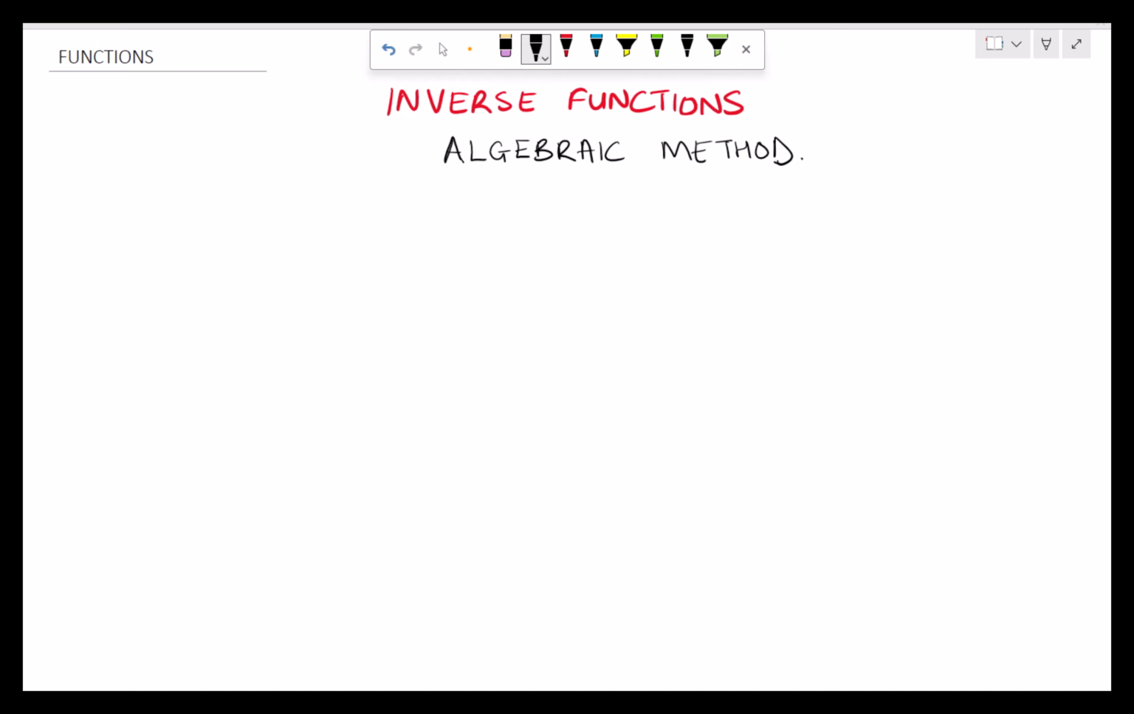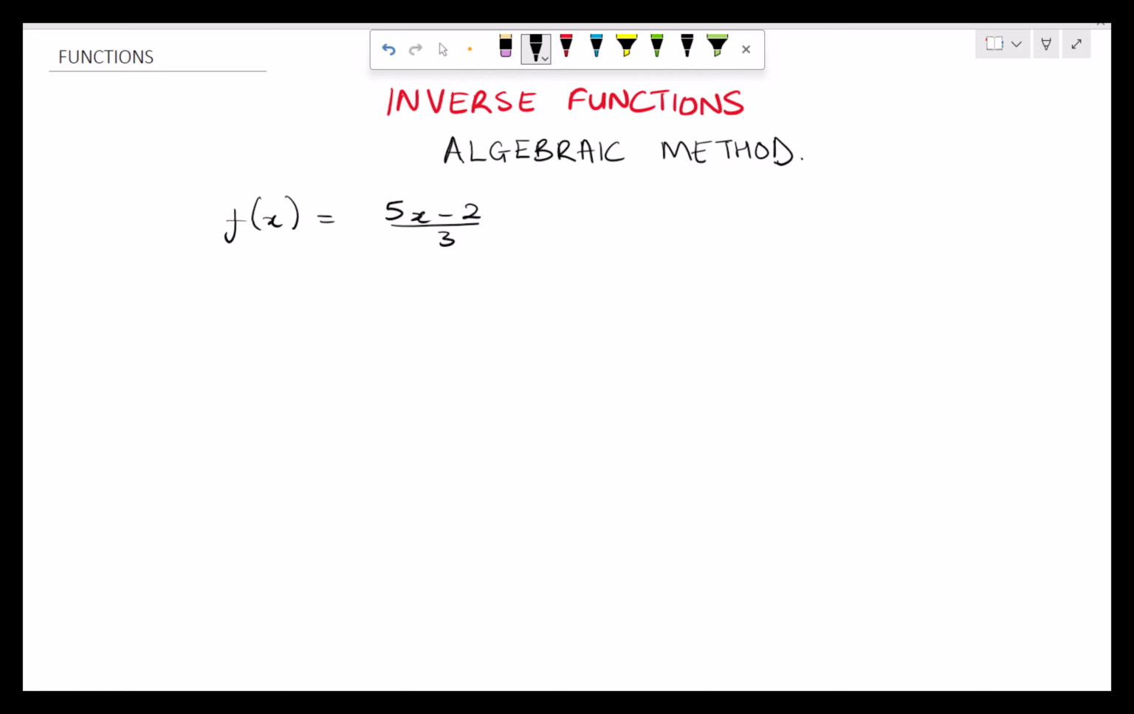So in this video, I'm going to be talking about finding the inverse of a function using the algebraic method. And if you haven't watched my other video where I was talking about the same thing but using the mapping diagram method, please do find it in the description below. So if we have f of x is equal to (5x minus 2) all over 3.